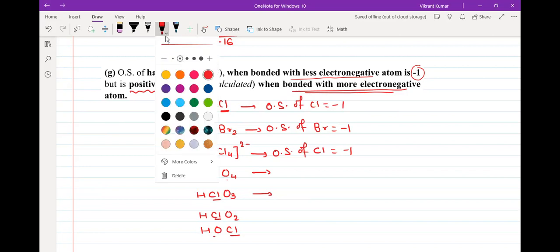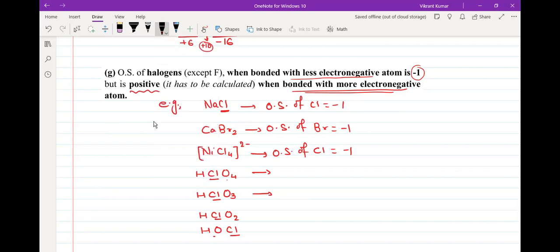Two methods. एक तो equation वाला. If you then is still comfortable with the equation, तो मैं क्या बोलूँगा? 1 into +1 हाइड्रोजन के लिए plus 1 into x for chlorine plus 4 into -2 is equal to 0. And if you calculate that, you will be getting x equals +7.